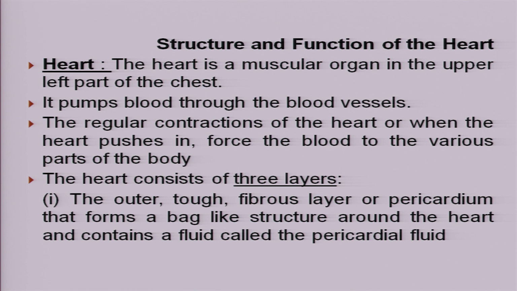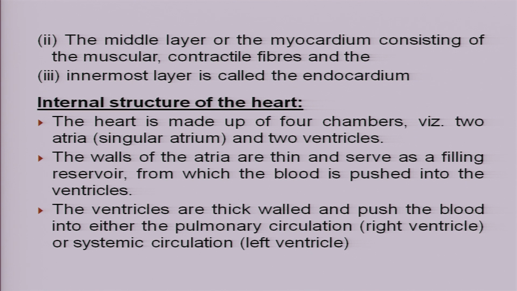This heart, or the pump of the body, consists of 3 layers. It is a muscular structure. It is muscular in nature and it has 3 layers. The outer layer, which is the pericardium, is like a bag, and there is pericardial fluid in which the heart floats. The second layer of the heart is the middle layer or the myocardium, and it consists of contractile fibers. And third is the innermost layer, which is called the endocardium. So this is the structure of the heart, which is muscular in nature.